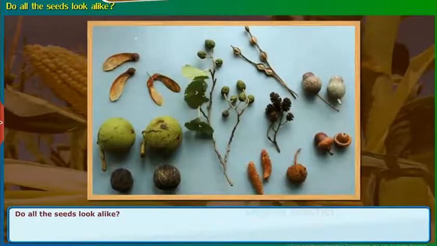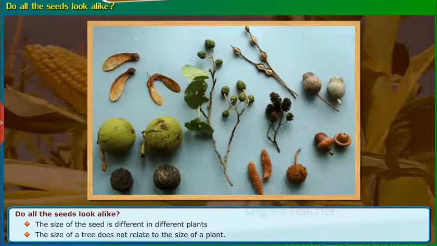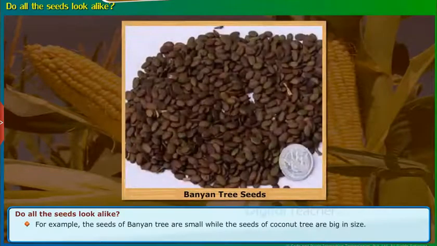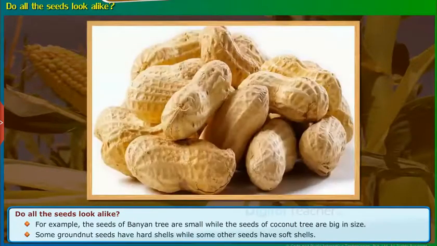Here let us know about the size and shape of seeds. The size of seeds is different in different plants. The size of a tree does not relate to the size of the seed. For example, the seeds of banyan tree are small, while the seeds of coconuts are big in size. Some groundnut seeds have hard shells, while some other seeds have soft shells.